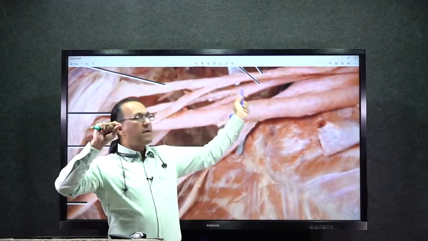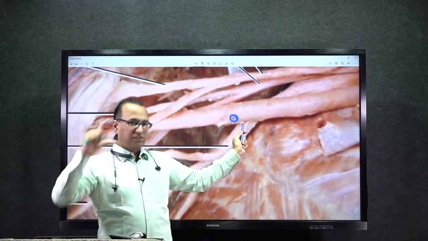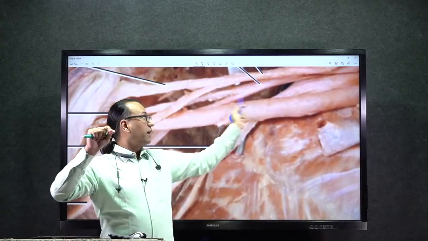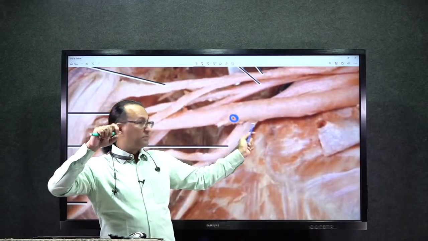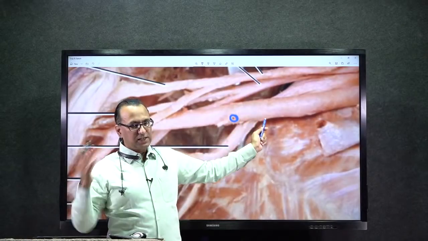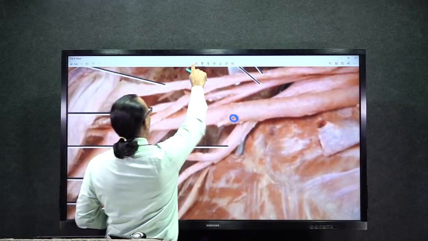The lumen is present in the arteries or veins. Arteries have a thick wall, veins have a thin wall. Veins will usually be collapsed, but arteries will be patent. So this is how you can identify arteries from the nerves. But in the computer, it's not possible to do that much.